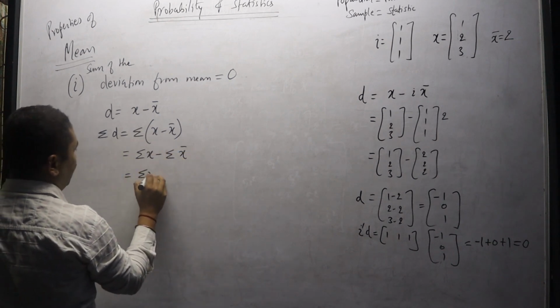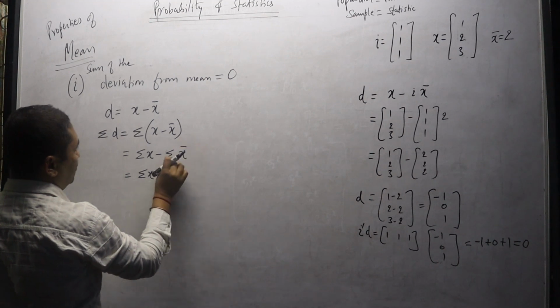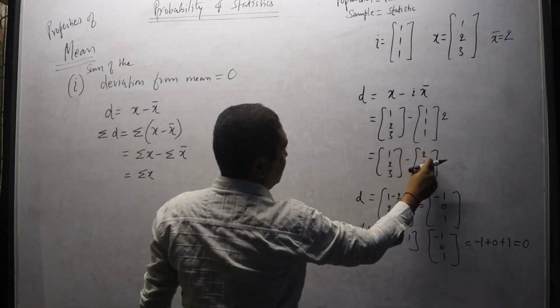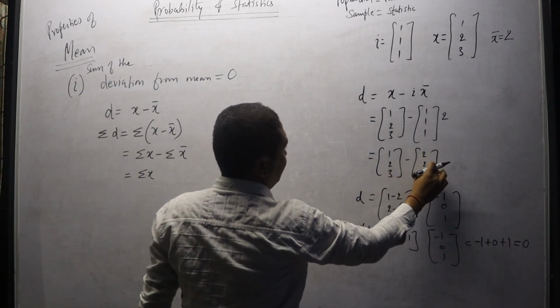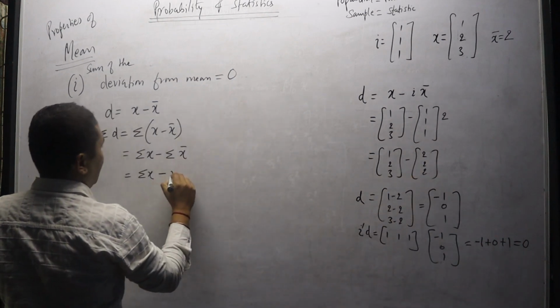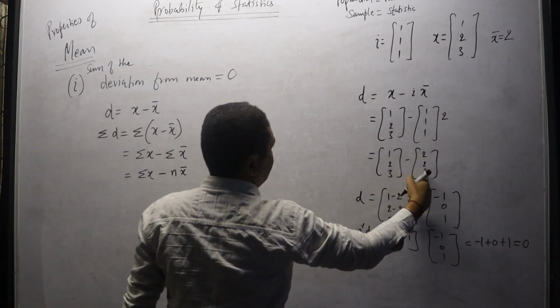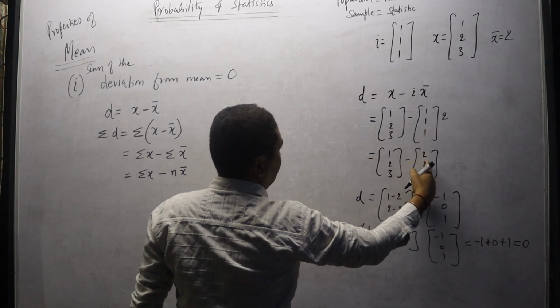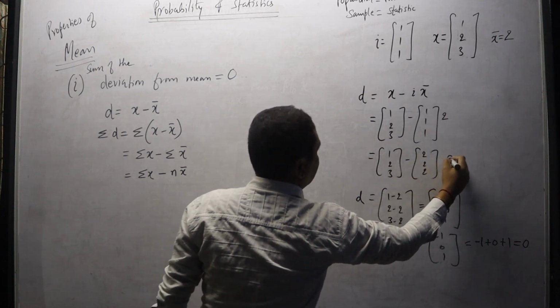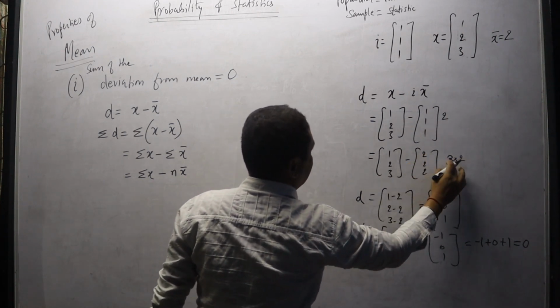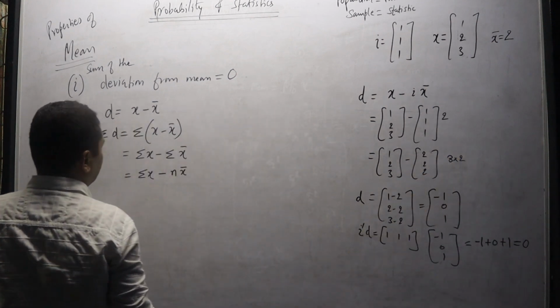This is equal to summation of x minus summation of x bar, and x bar is a constant. If we add this constant so many number of times, then we get n times that value. For this particular case, this is the mean. So if we add this, this is equal to 3 into 2, the sample size into 2. So this is the case.